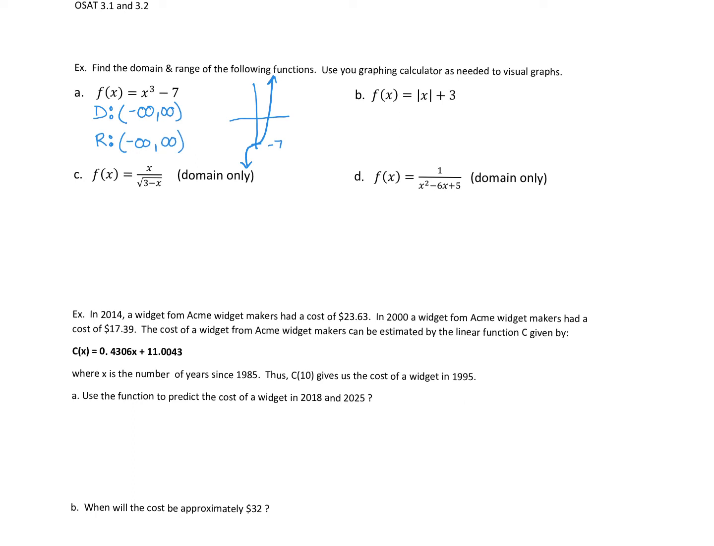Looking at part B, we have an absolute value of x plus 3. We have no division and we have no square roots, so our domain is minus infinity to infinity. This graph happens to look like a V shape shifted up 3. And again, we notice that the arrows are going up forever. The smallest y value is going to be -3. And then it's going to go on forever, so that will be infinity.